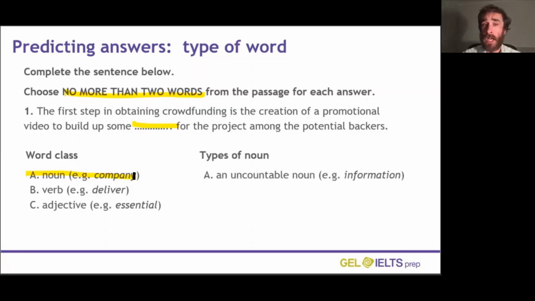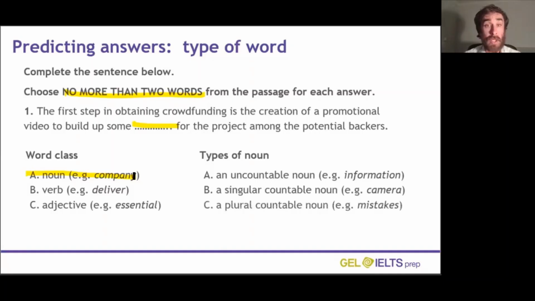It could be A, an uncountable noun, such as information or water. A singular countable noun, like camera or person. A plural countable noun, like mistakes or people. Or a proper noun, like Hollywood or Samsung. Which of these do you think the word in this space could be? In this case, it could be two of them. Look at the next question below this video and choose the two correct options.